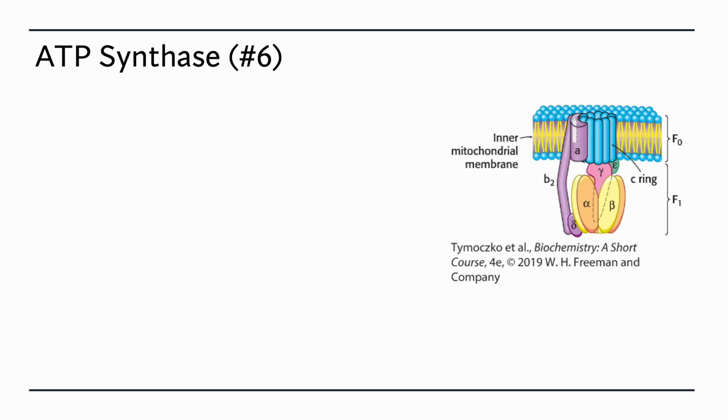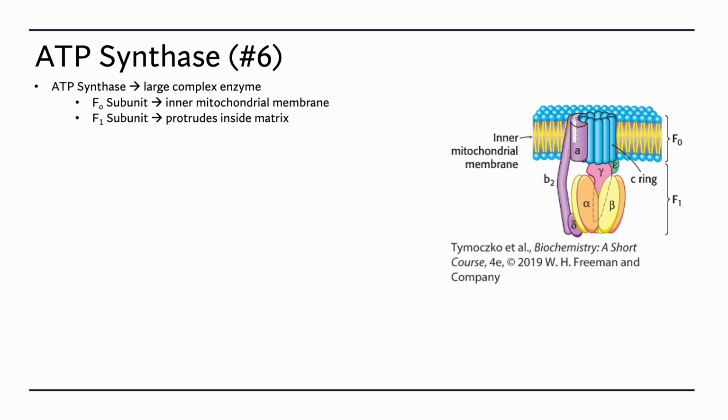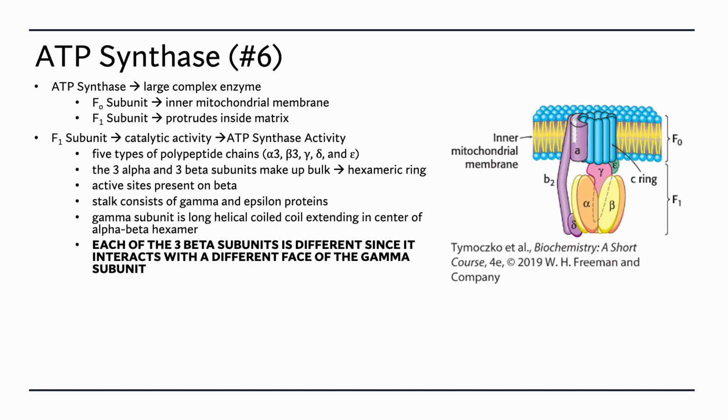Now, let's review the structure of ATP synthase to figure out how it works. ATP synthase is a large complex enzyme, and it consists of an FO subunit, which is in the inner mitochondrial membrane, and an F1 subunit, which protrudes inside the matrix. The F1 subunit is responsible for the catalytic activity of ATP synthase. It is composed of 5 types of polypeptide chains, including alpha, beta, gamma, delta, and epsilon. Note there are 3 alpha and 3 beta subunits, and they make up the bulk of ATP synthase and form a hexameric ring. The active sites are present in the beta subunits.